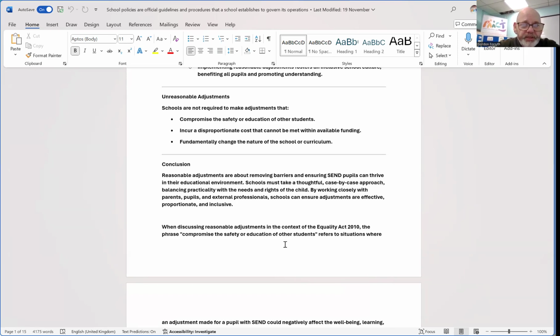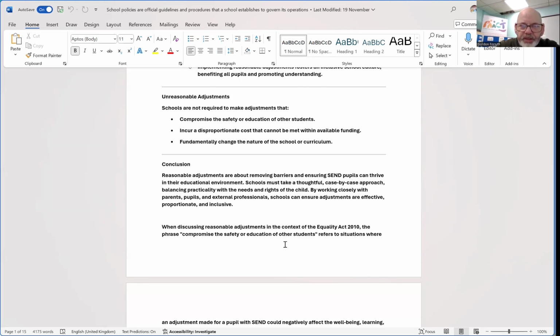So the conclusion of all this is reasonable adjustments are about removing barriers, ensuring SEND pupils can thrive in their educational environment. Schools must take a thoughtful case-by-case approach, balancing practicality with the needs and rights of the child. By working closely with parents, pupils, and external professionals, schools can ensure adjustments are effective, proportionate, and inclusive.